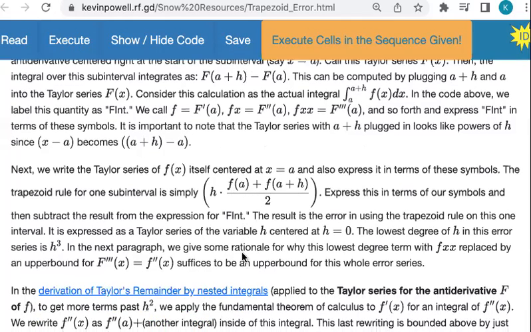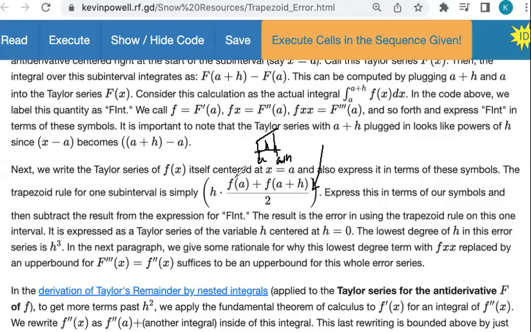Well, we just look at this right here. This is how you compute the trapezoid rule on one subinterval. You take the average of f of a and f of a plus h, so on the two ends. So think about this. You have one subinterval from a to a plus h, and on the two ends you find the height there and the height there. Find the average of those two, and then multiply by the width, and that's the area of the trapezoid in there. So that's all we do. So we're just going to take this, and we need a Taylor series for this expression.